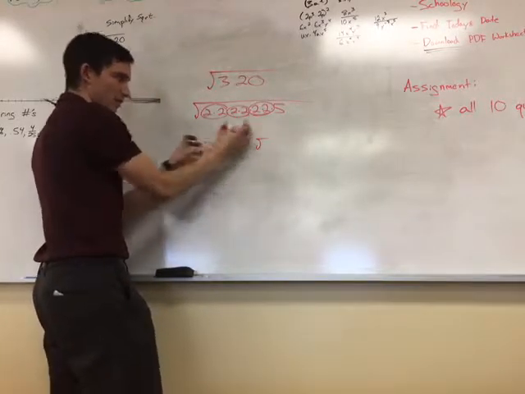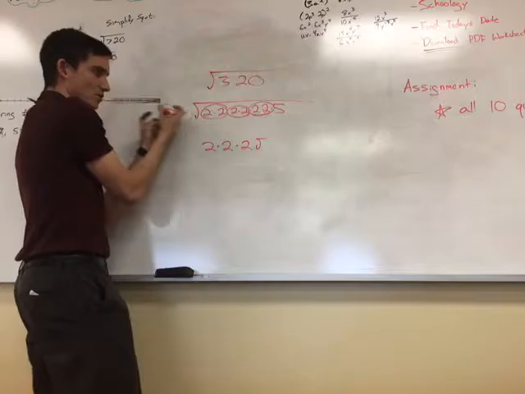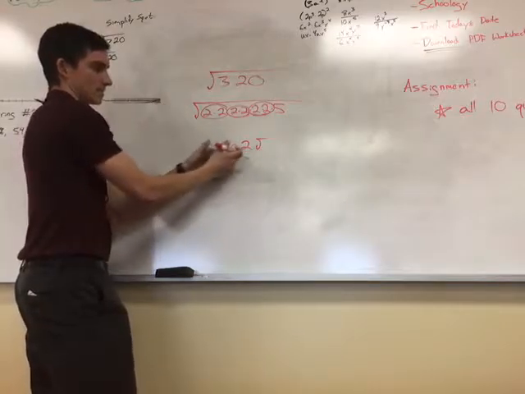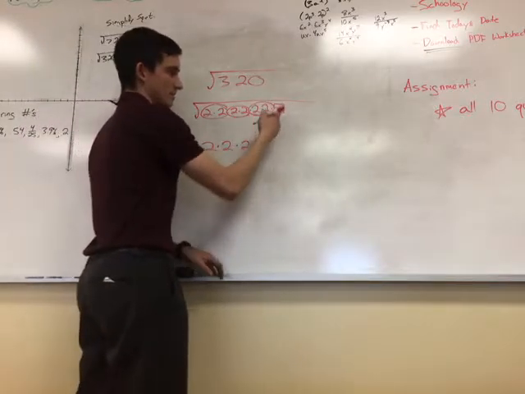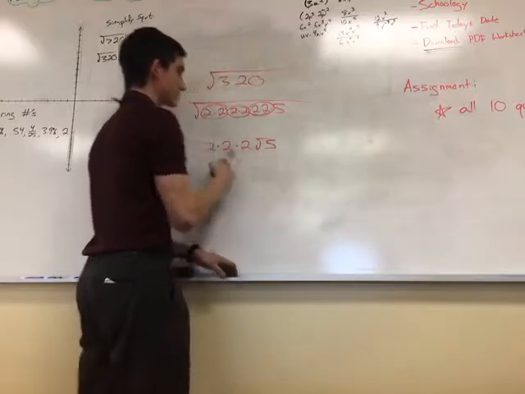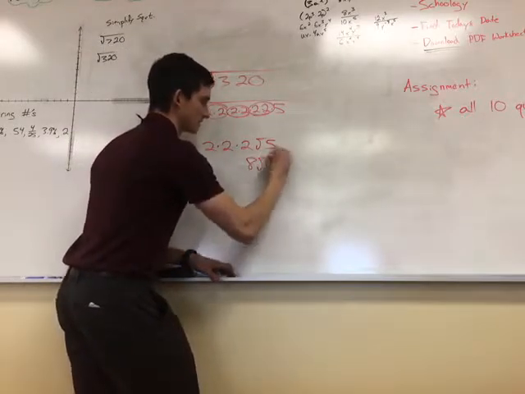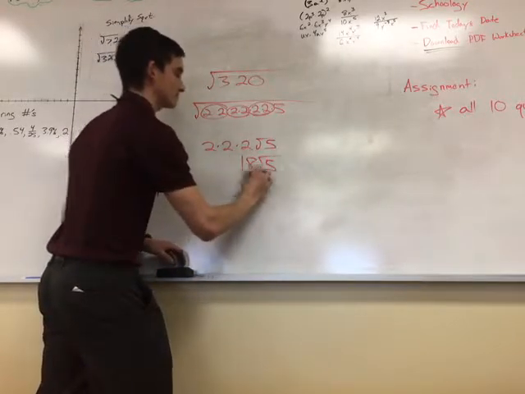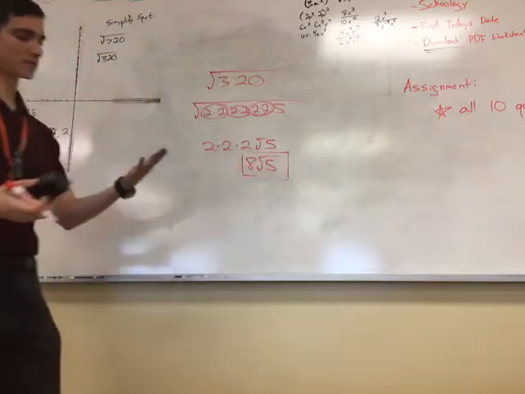So notice I pulled all those 4s out of the square root and wrote them as 2s. What's left under the square root is a 5. So 2 times 2 times 2 is 8. Square root of 5. Okay, again, I don't want to spend too much time on this, guys.